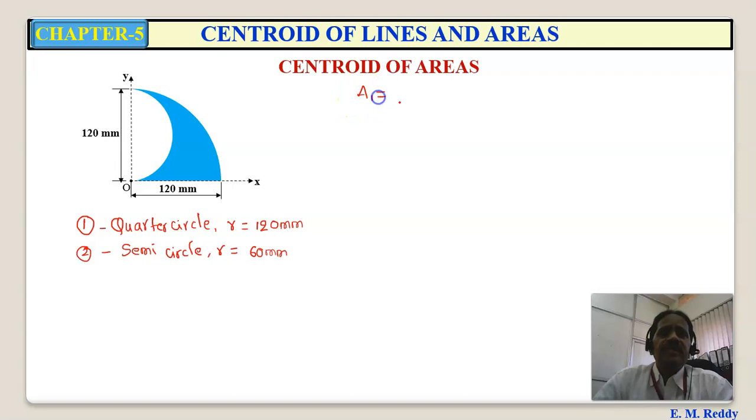Now you can have first A1, area of the quarter circle, pi r square by 4. Then x1, distance of centroid of the quarter circle from y-axis as per the formula 4r by 3 pi. Similarly, y1, that is centroid of the quarter circle from x-axis. It is again 4r by 3 pi.